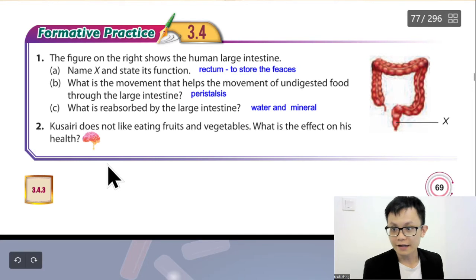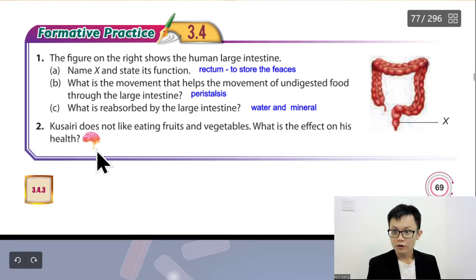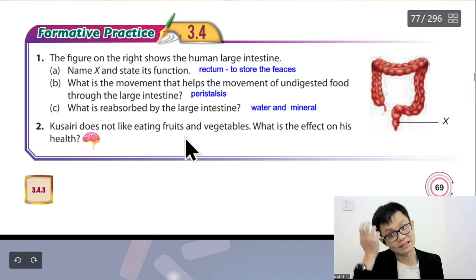Okay, then question number 2. This one is about the brain, it means it's a KBAT question. Kusari does not like eating fruit and vegetable. I would just say he must eat fruit and vegetable.